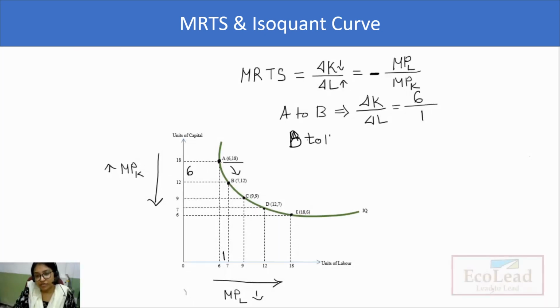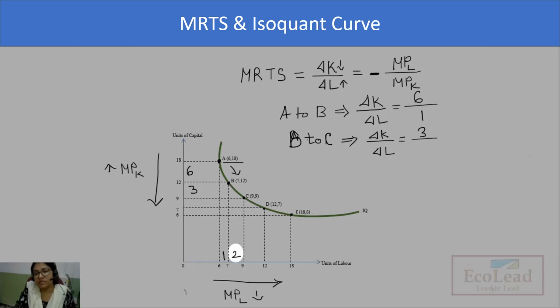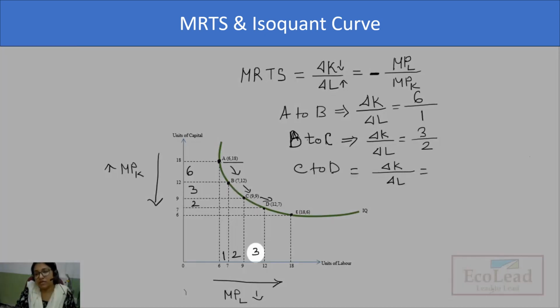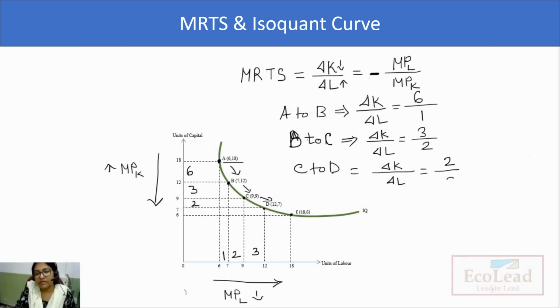As we move from B to C, the value of del K is equal to 3 units and the value of del L is 2 units. So it is 3 by 2. Or if we move from C to D, we can see the value of del K is 2 units and the value of del L is 3 units. So here it is 2 by 3.